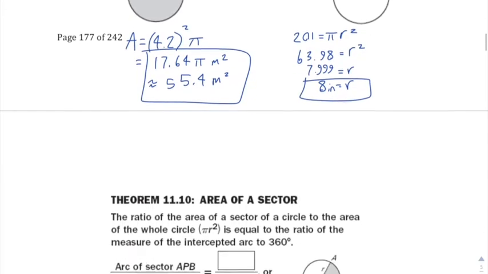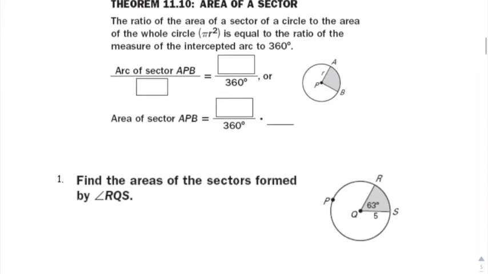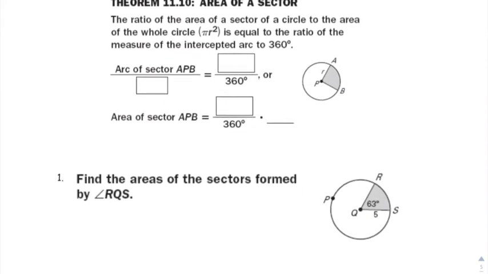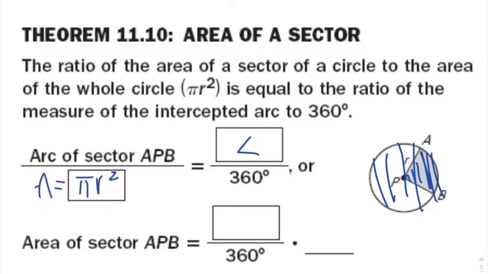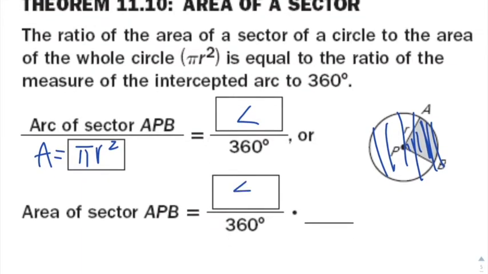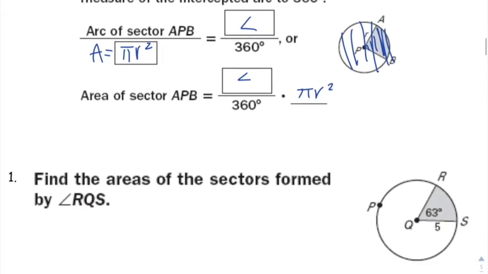So area of a sector, if you watched our lesson on arc length, this is very similar to arc length, where you're going to go angle over 360, you're going to set up a proportion. Then you're going to say the area of the sector over the entire area. So we'll put pi r squared down there, or if you want to put a big A down there, does not matter. And then to get the area of the sector by itself, you need to multiply both sides by pi r squared. And that gets the area of the sector by itself, and then you can work it out.